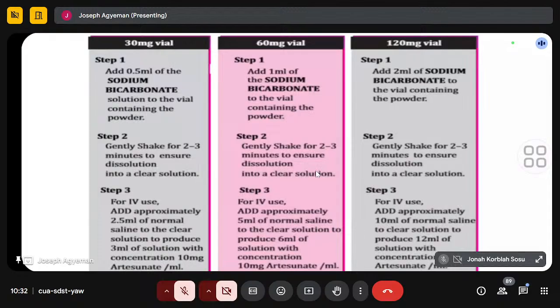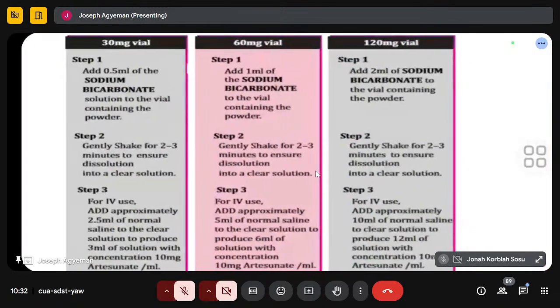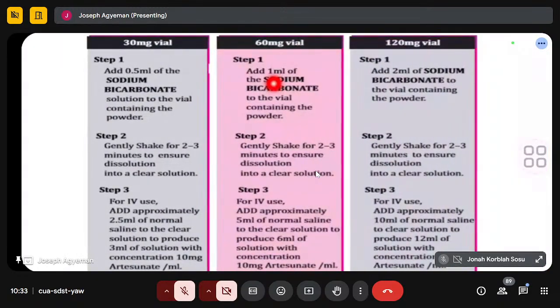Class captain, can you see? Can you see 1 mL here?